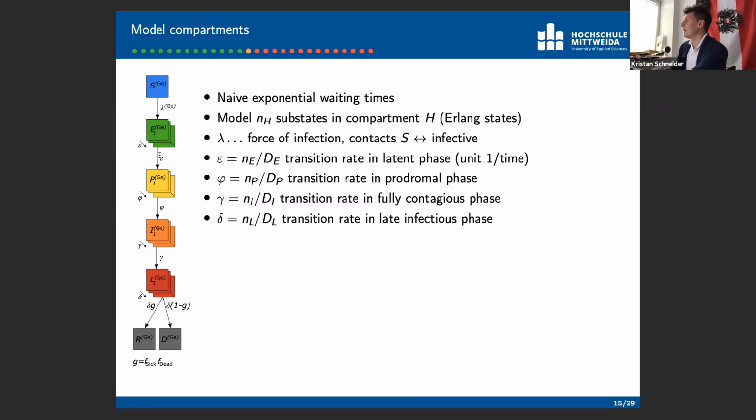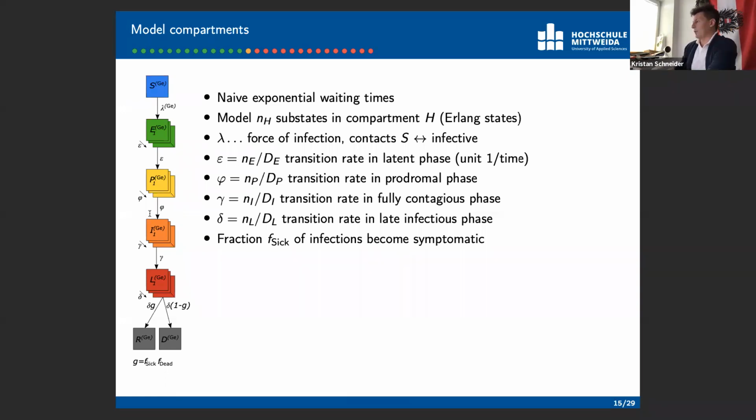letters now? By the way, everything that is in Greek is a rate. And a rate always has the unit 1 over time. Yeah? And the rate with which they progress through the latent states is epsilon, and that is just the number of Erlang states that we model, so the number of substates, divided by the average duration of the latent phase. Yeah? And the same is true for the other rates, in the prodromal phase, in the fully contagious phase, and in the late infectious phase.